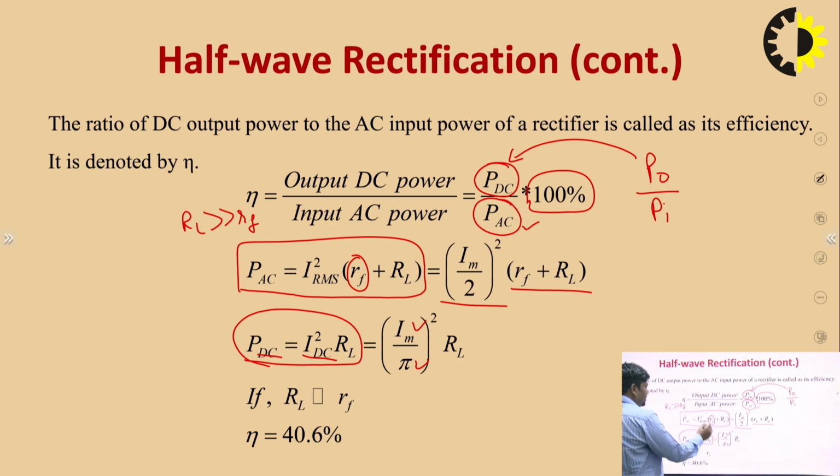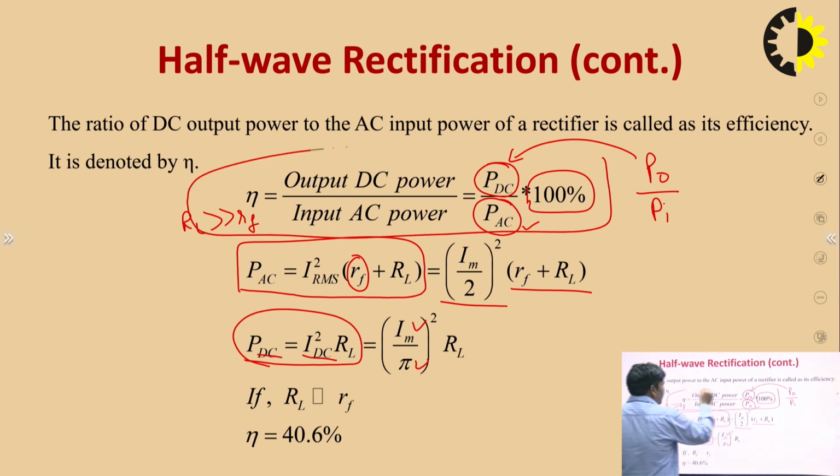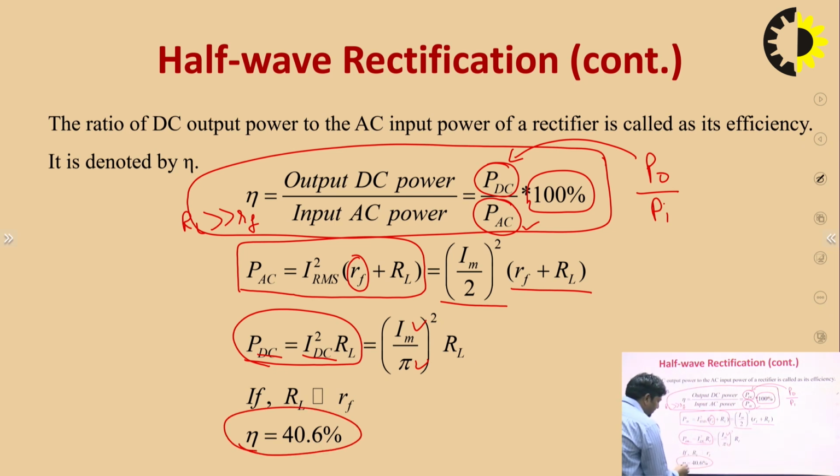Then we put these values into the parent equation, and we calculate the efficiency of the half wave rectifier circuit, which is 40.6%. That means only 40.6% of the input AC is converted into pulsating DC.